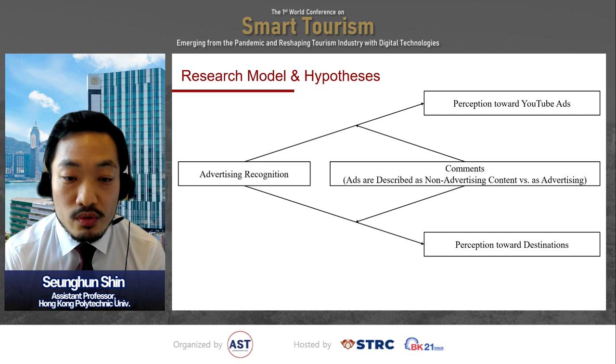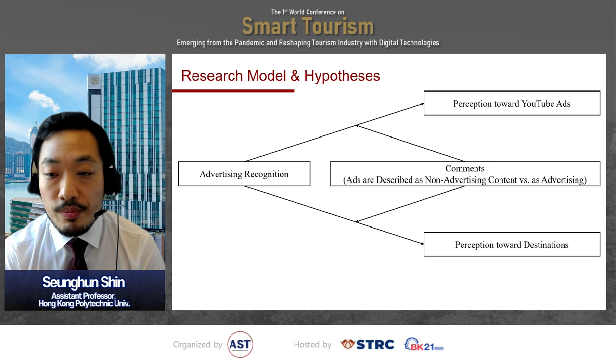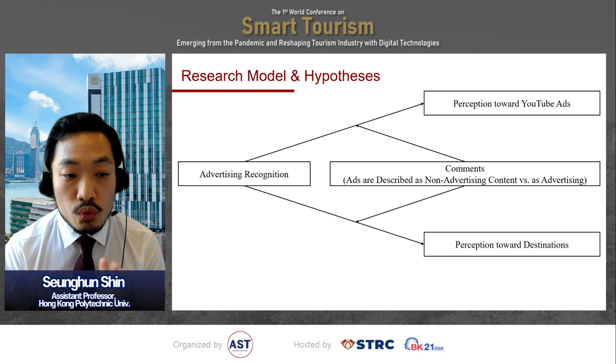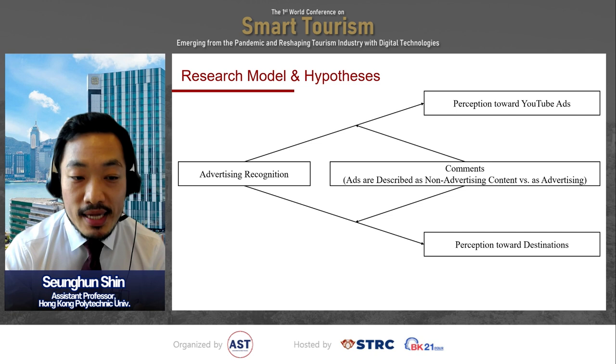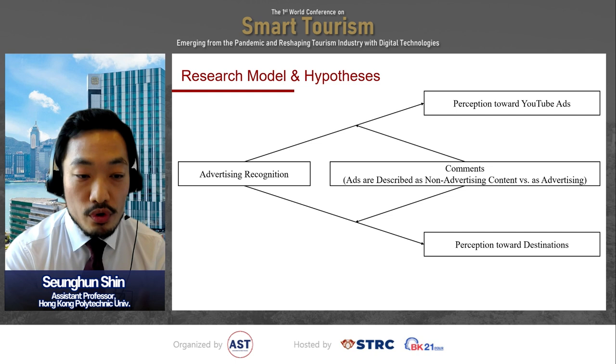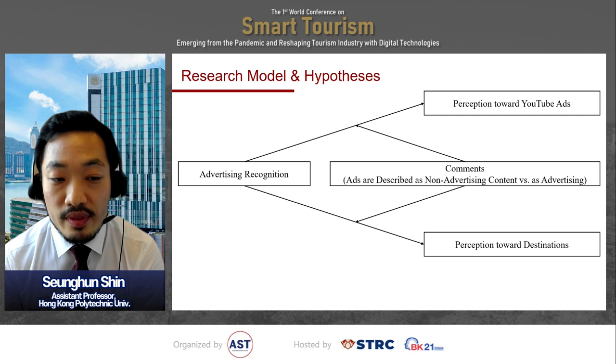So that is the advertising recognition. And you can see the two types of dependent variable: perception about the YouTube video and perception about the destination, which is the subject of the YouTube video. And the comment is included as the moderator. We separate them into two different approaches. One comment describes the YouTube video as advertising, and another comment does not describe the video as advertising. So it is about whether the comment supports the native advertising strategy or not. So the first main hypothesis is about native advertising.